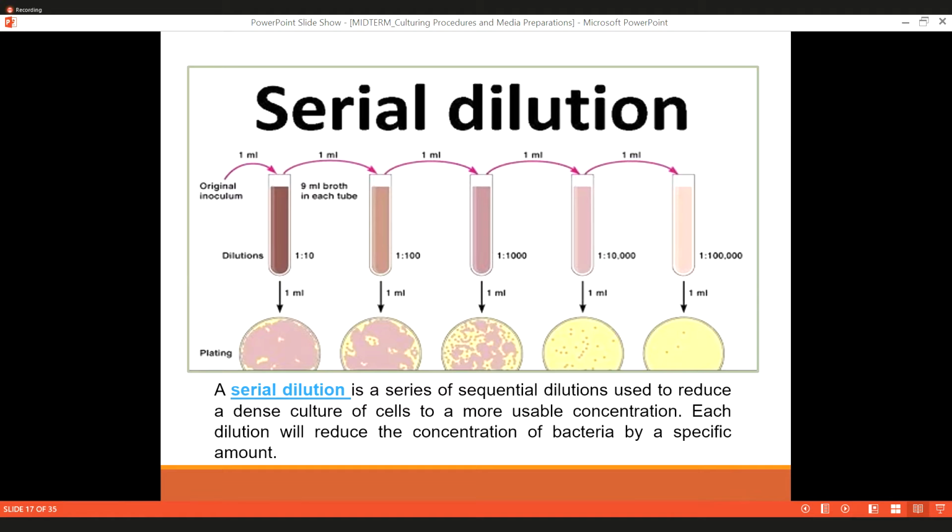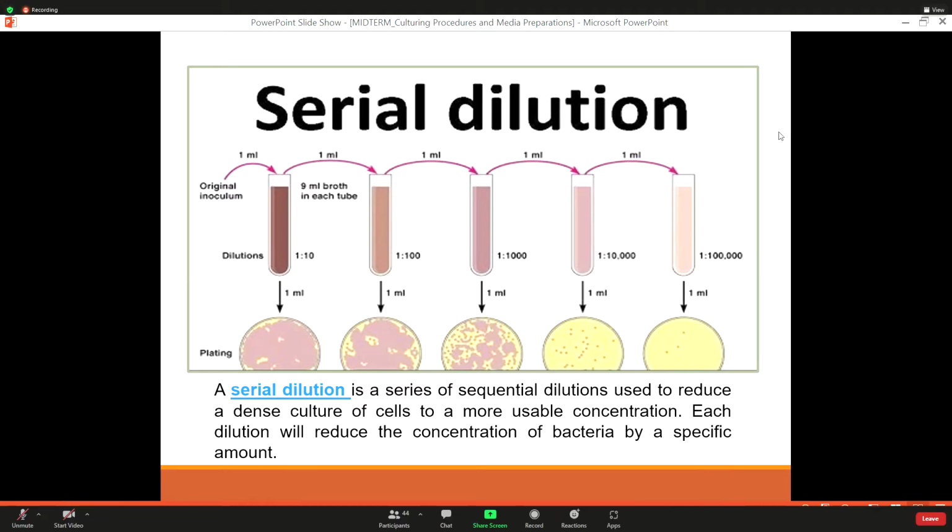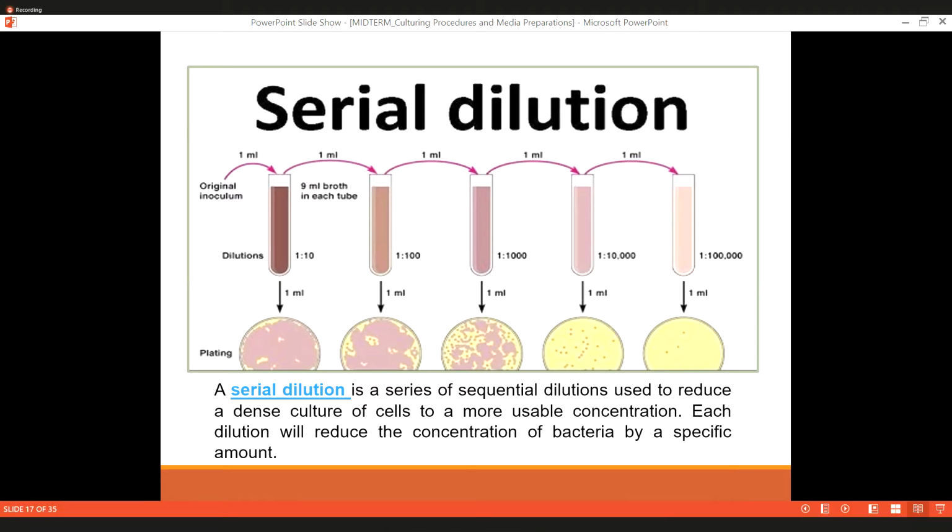So, it should be mixed. You should have a specific stirring rod for each tube. You cannot use one stirring rod for the rest of the test tubes, because it will make your data inaccurate. So, mix it there. And then, after that, we're going to put the 1 ml from the first test tube into the second test tube, and so on and so forth.